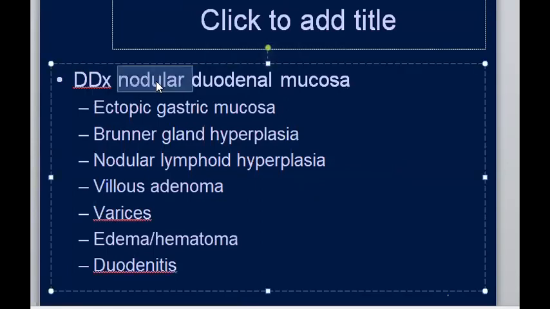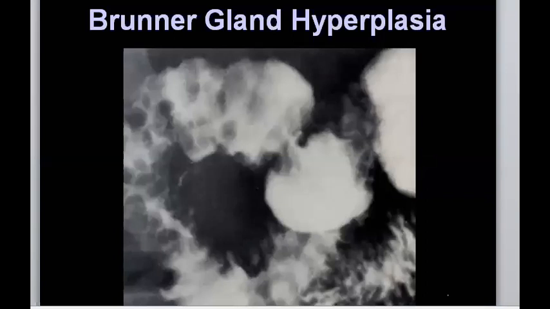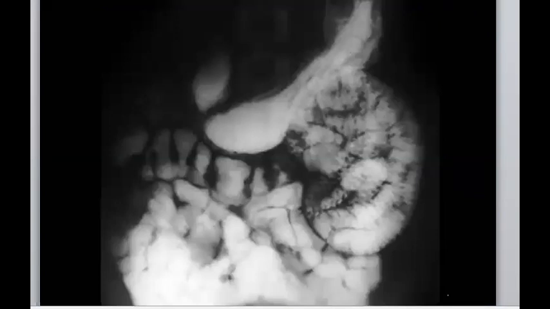When you find duodenal nodular mucosa, it will be ectopic gastric mucosa, Brunner gland hyperplasia, as you mentioned. Nodular lymphoid hyperplasia, villous adenoma, varices, edema, hematoma, duodenitis. This is what is called Brunner gland hyperplasia. And this is what is called nodular lymphoid hyperplasia, which has many nodules.